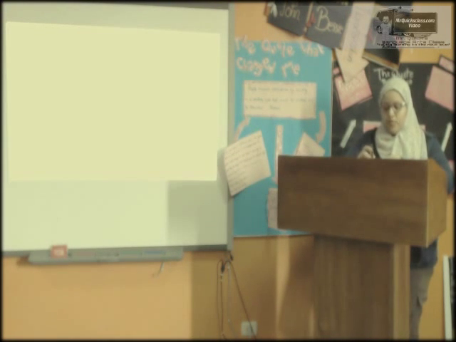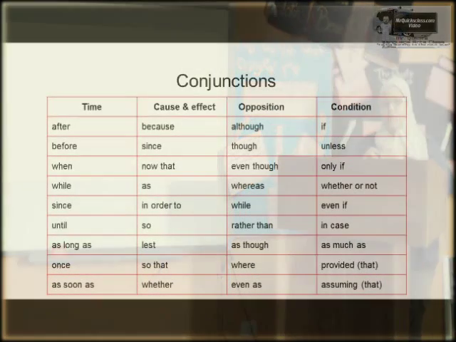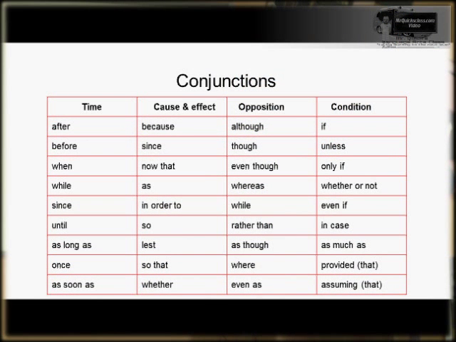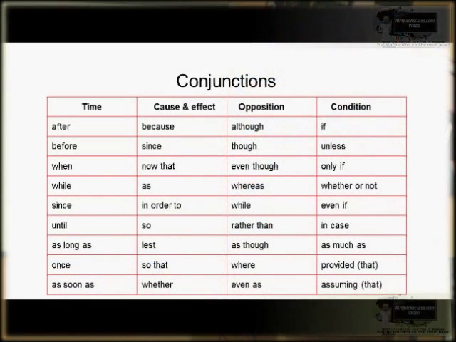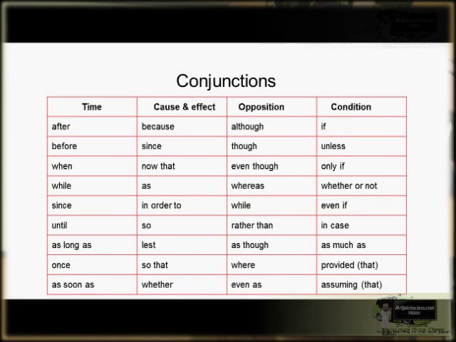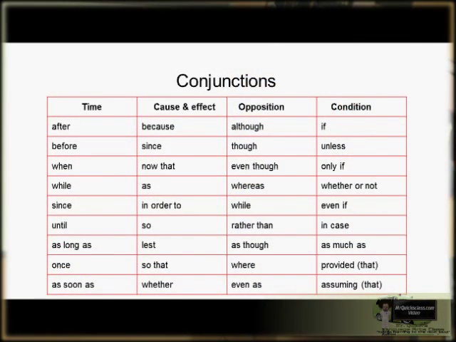Before we talk about the 4 types of sentences and 2 kinds of clauses, we have to know about conjunctions. Conjunctions have 4 types: cause and effect, time, condition, and opposition. Time: before, after, when, since, while, as long as, as soon as. Cause and effect: because, since, now that, as, in order to, so. Opposition: although, though, even though, whereas, while, rather than. Condition: if, unless, only if, whether or not, in case, even if, as much as, provided that, assuming that.